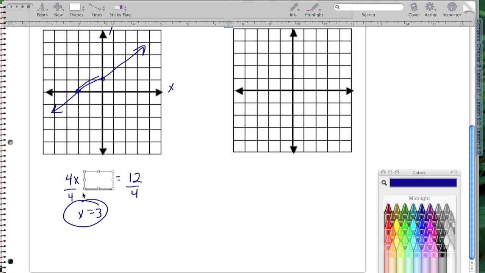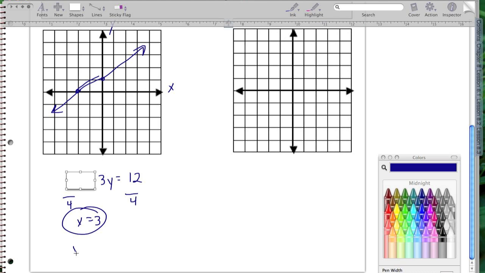Then I'm going to find out what my y-intercept is going to be. So I'm going to cover up the 4x, and that was a positive 3, so I can cover up the plus. Now I have 3y equals 4. I'm going to divide both sides by 3, and when I do that, I find that y equals 4 over 3.